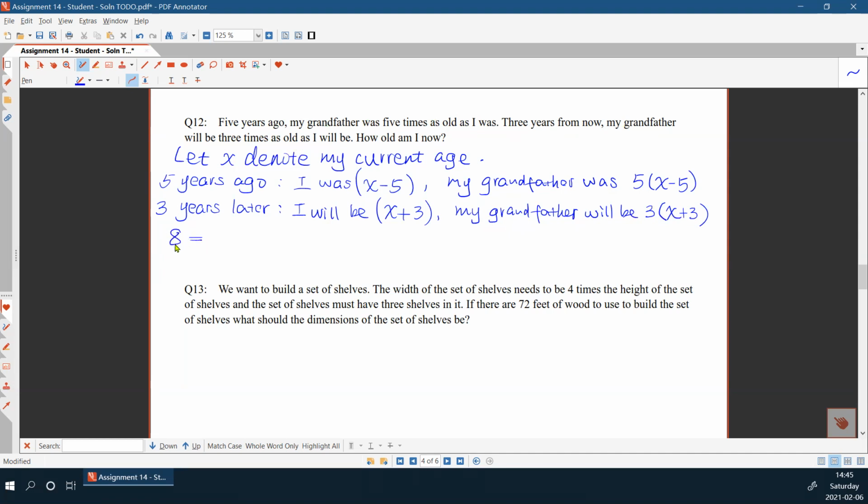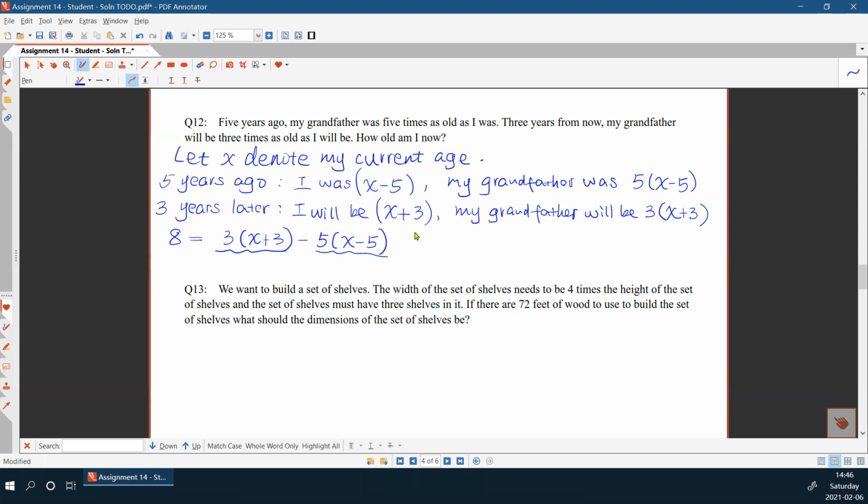So 8 years is 3 times x plus 3 minus 5 times x minus 5, right? Because this is my grandfather's age in 3 years. This is my grandfather's age 5 years ago. There is an 8-year difference between these two numbers, right? So if you use your grandfather's age in 3 years minus your grandfather's age 5 years ago, the difference is 8. So this is our equation.